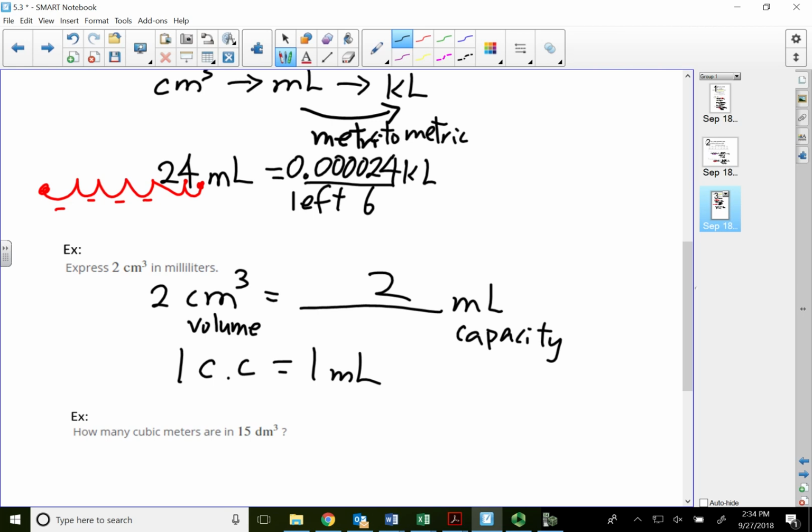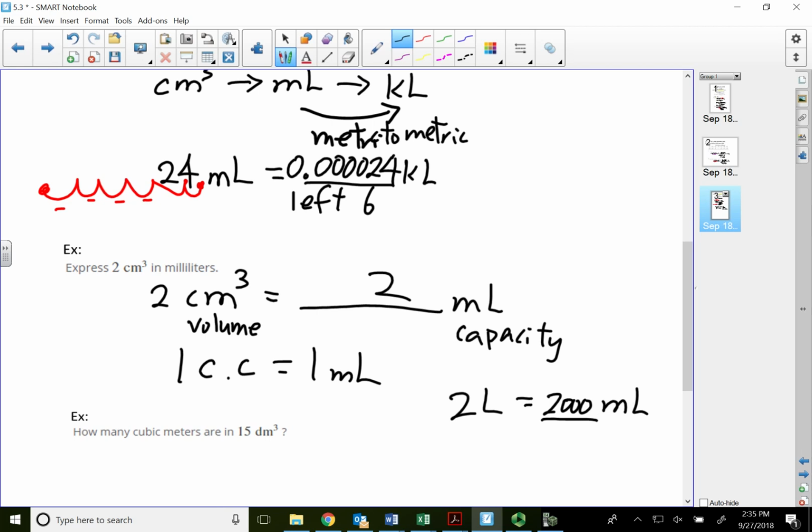Just like when we buy a 2-liter bottle of Coca-Cola, that 2-liter bottle is actually equivalent to so many milliliters. You can look on the bottle; it tells you how many milliliters that is. Most everybody knows 2 liters is 2,000 milliliters. So 2,000 milliliters is how much Coca-Cola you're going to drink.